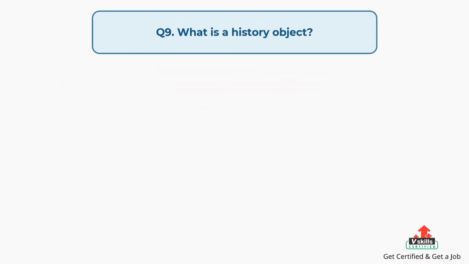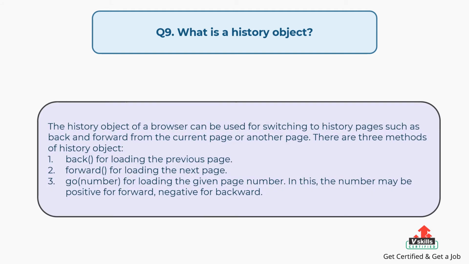Question number 9. What is a history object? The answer is: the history object of a browser can be used for switching to history pages, such as back and forward from the current page or another page. There are 3 methods of history object. First, back, for loading the previous page. Second, forward, for loading the next page. Third, go, for loading the given page number.